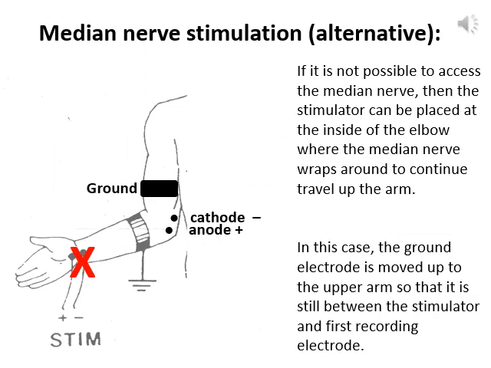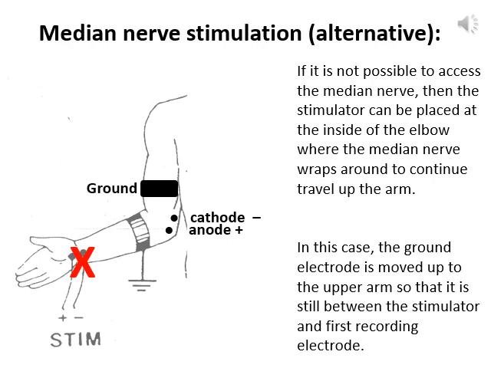Sometimes it's not possible to access the median nerve. The patient may have an IV at the wrist or arm or a cast or something that prevents good placement of the stimulus bar. If this is the case, then the stimulator can be placed at the median edge of the cubital fossa, that is, on the inside of the elbow, where the median nerve wraps around to continue travel up the arm. The stimulator is still placed with the anode distal and the wire running down the arm, and ideally with this placement, a motor threshold is obtained.